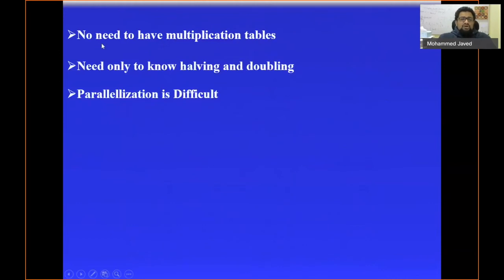That's right. So no need to have multiplication table. So this is very, very interesting that this particular idea does not use any multiplication table and need only to know the halving or doubling, right? So we only need to just half the number and double the number. So parallelization may be difficult here because there are no independent steps. Every current step is dependent upon the previous step. So parallelization may be difficult here.